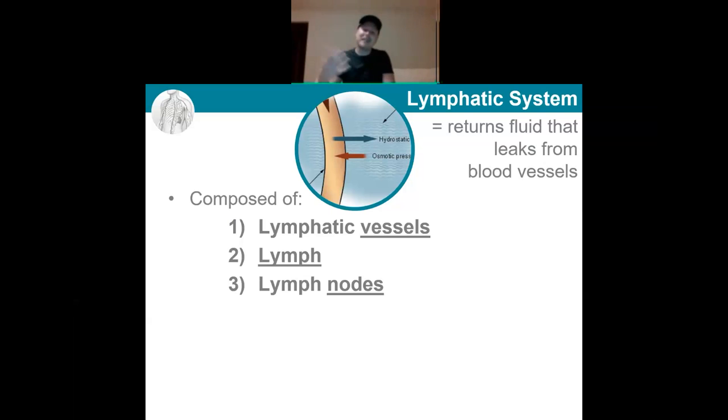But basically what we need to do is go back and talk about the capillaries of the vascular system before we can understand the lymphatic system.